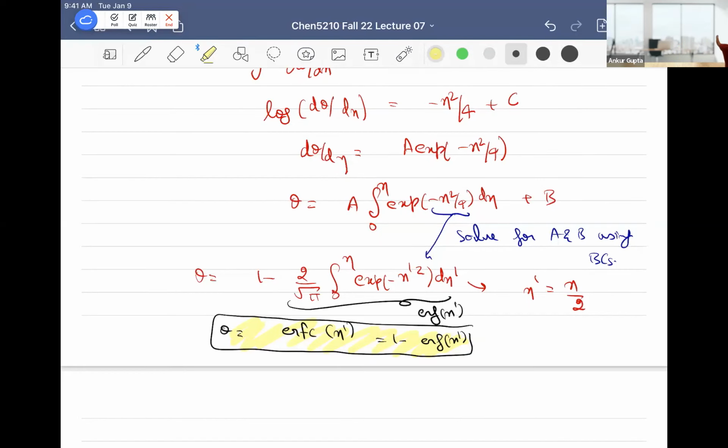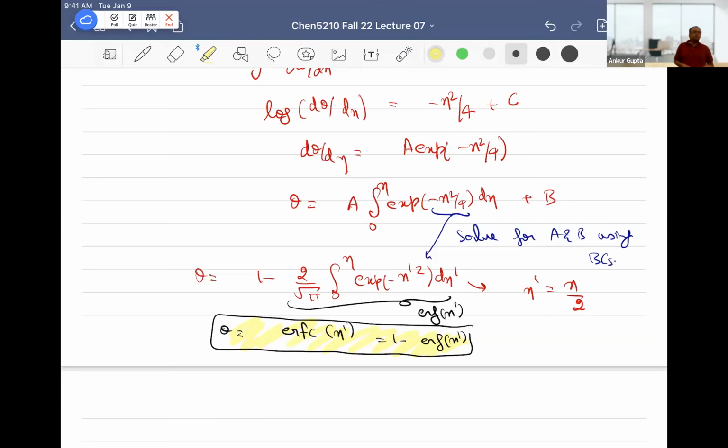If you put eta equal to 0, you get integration from 0 to 0. When the integration has the same limits, the integral is 0. So you satisfy theta equal to 1 there. When you put infinity, this whole thing becomes square root of pi by 2. This is why you get 1 minus it, so you specifically satisfy the boundary condition.